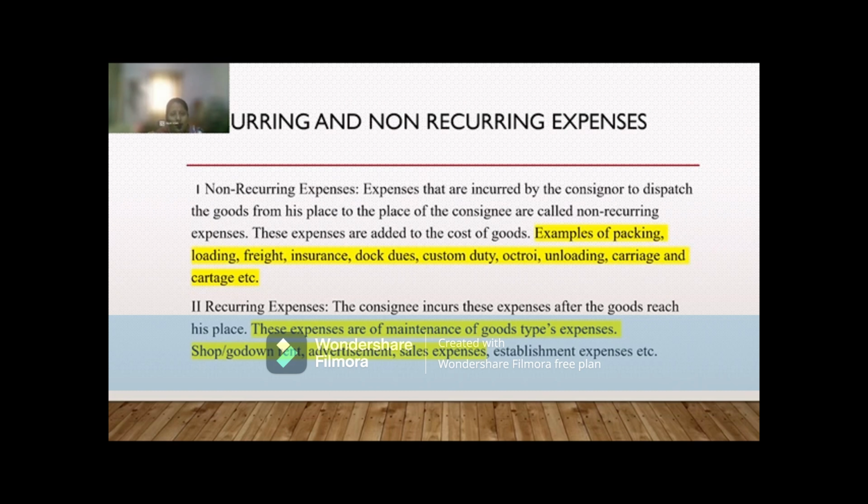I'll explain in detail the meaning of non-recurring expense. These expenses are incurred by the consignor to dispatch the goods from his place to the place of the consignee. Now, let us understand the recurring expenses. These are incurred by the consignee after the goods reach his place. The very easy examples are the shop or garden rent, advertisement, sales expenses, establishment expenses, etc. These are a few examples of the recurring expenses.